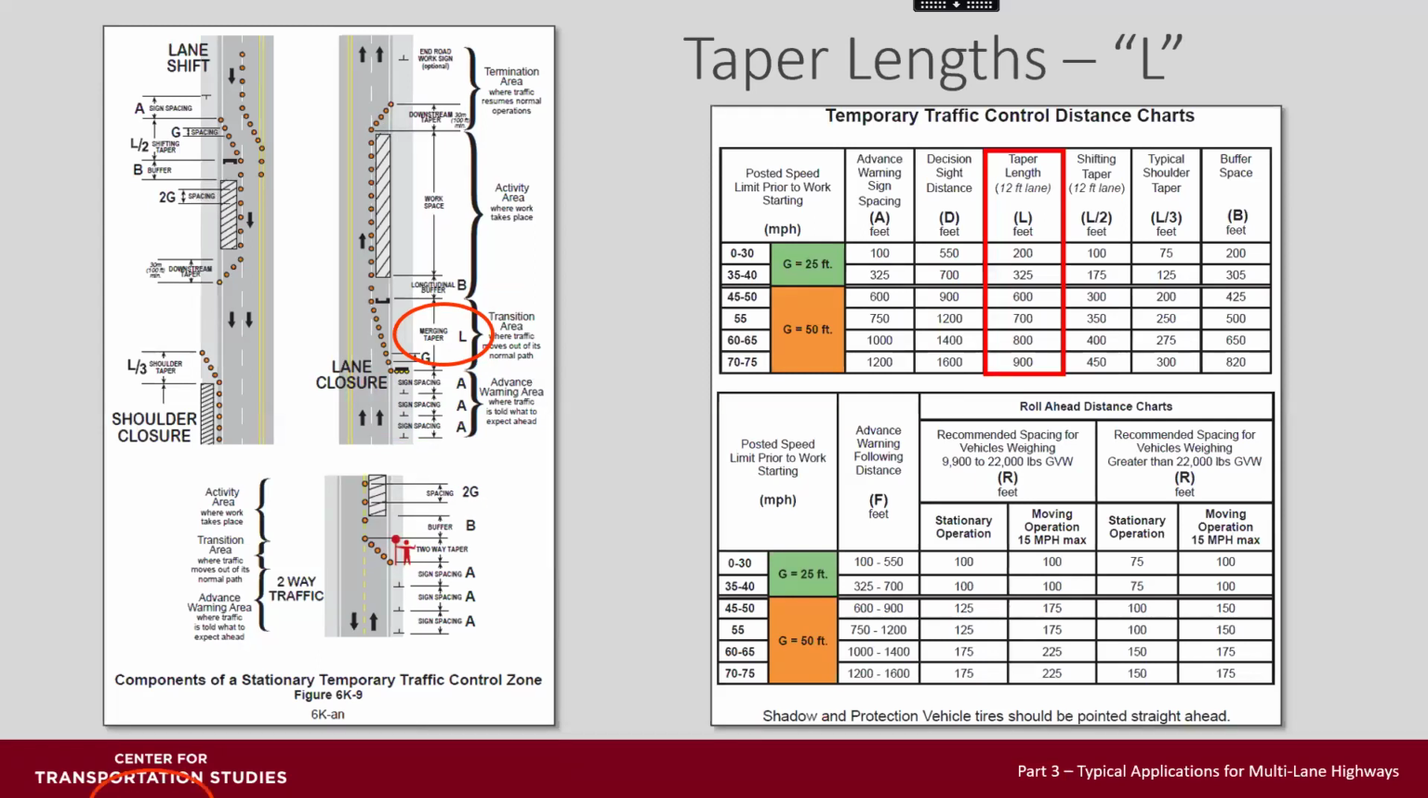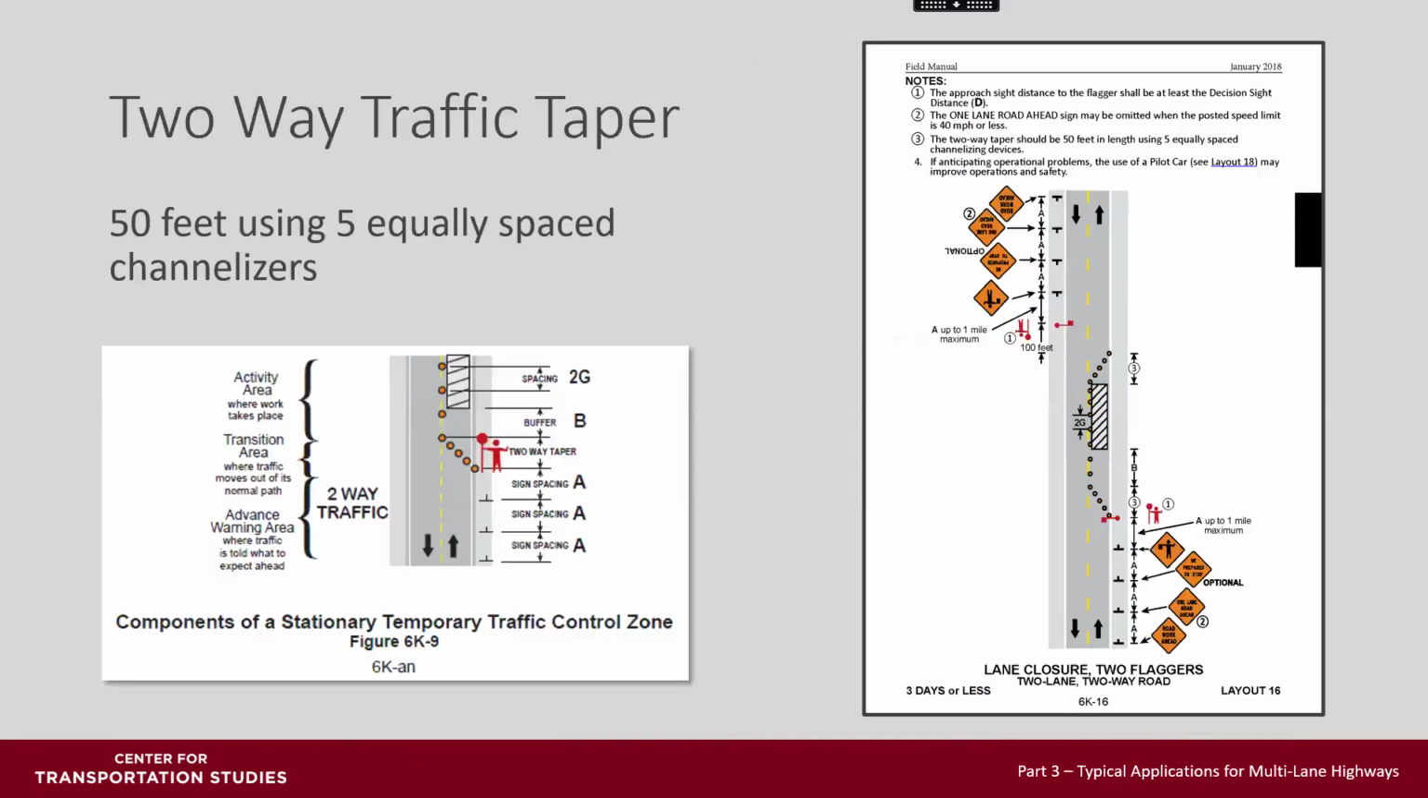Next, the shifting taper is 1/2 L. And the merging taper, excuse me, it's 1/2 the length of the merging taper. The shoulder taper is 1/3 the length of a merging taper. There are 2 tapers not shown on the chart, the downstream taper, which is always 100 feet, and the 2-way traffic taper, which isn't used very often in multi-lane roadways.